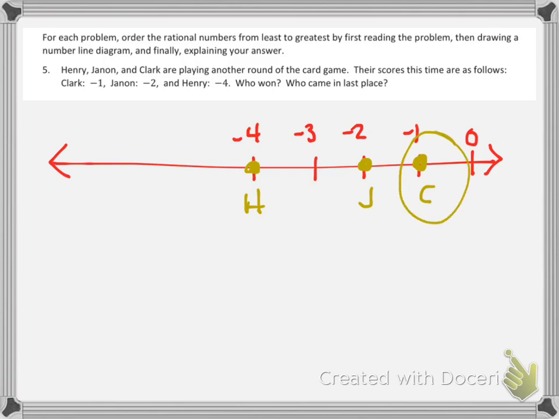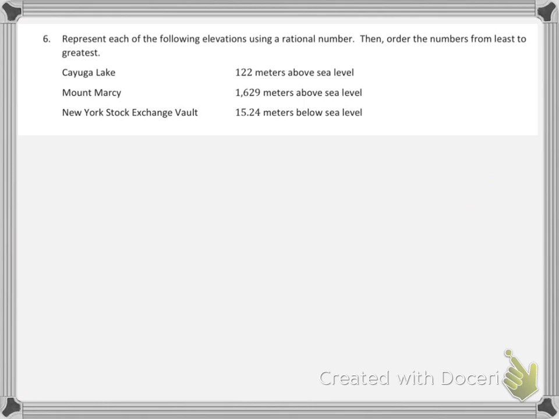So the winner would be the one with the most points. The winner is Clark this time. And who came in last place? Henry at -4. Left is less. All right, and then our last exercise for today. Represent each of the following elevations using a rational number. Then order the numbers from least to greatest.